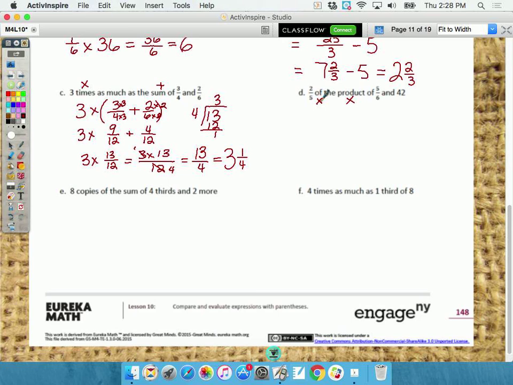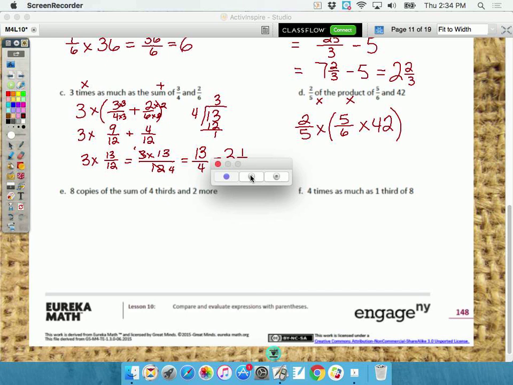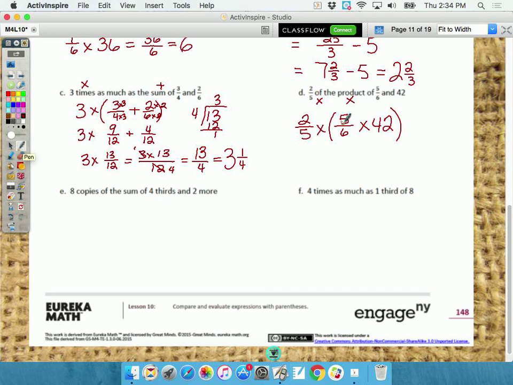Okay. So, pulling a stick here, we've got Yamale. You want to give this a try? 2/5 times 5/6 times 42. So if I take 5/6 times 42, I think I'm going to see if I can factor that. 5 times 42 divided by 6.